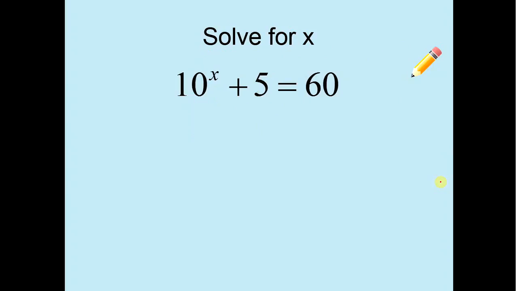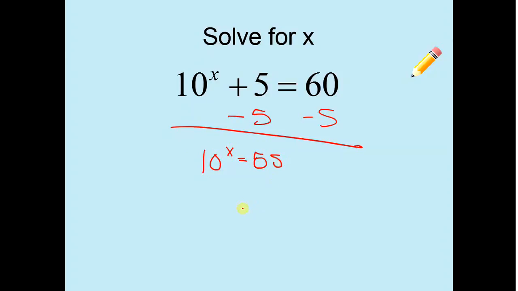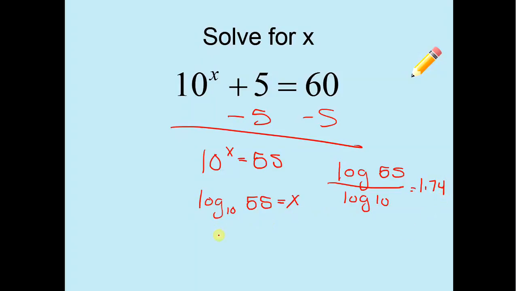What about this one? I need to solve for x. So let's subtract 5 first. So we're going to get 10 to the x equals 55. I'm stuck in exponential form. I can't get to this x, so let's go to log. So log base 10 of 55 equals x. I now need to do my change of base formula. So log of 55 over log of 10, and that is equal to 1.74 roughly. So we know x equals 1.74, and it does check out. You don't get perfectly 60, but you get around 60, which is just good enough.